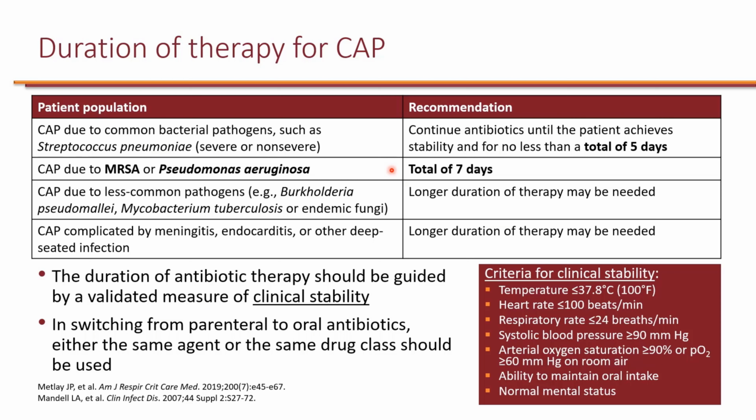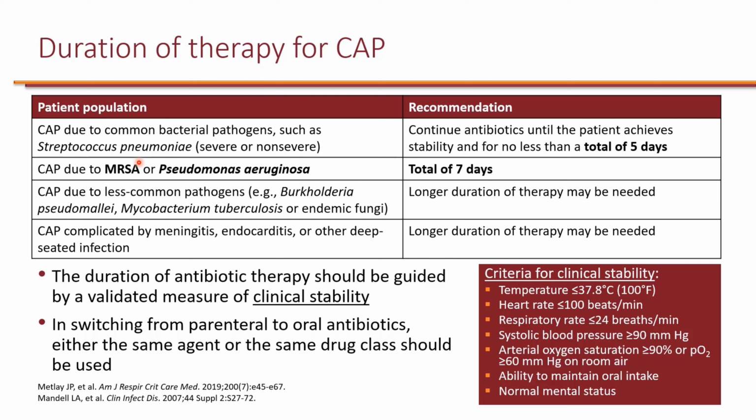And then, depending on what's causing the pneumonia, in general, pneumonia for the most part will be caused by common bacterial pathogens like Streptococcus pneumoniae. So you continue antibiotics until the patient achieves stability, but no less than 5 days. So if, let's say, after 3 days of antibiotics the patient is clinically stable, you finish 5 days. But if you have finished 5 days and the patient has not achieved clinical stability, then you continue beyond 5 days until you achieve stability in the patient.